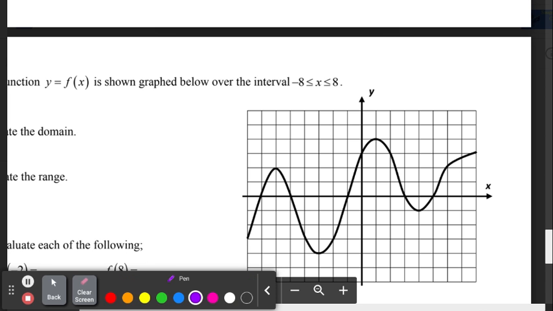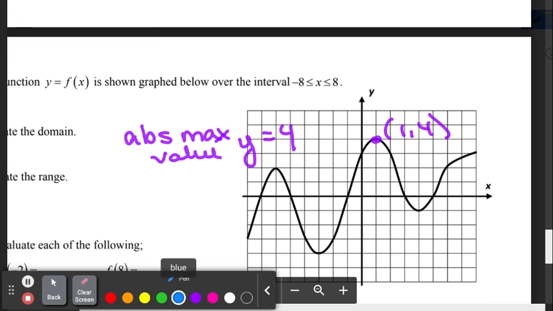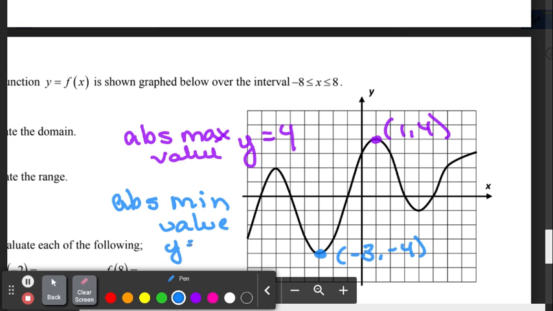Okay. So the absolute maximum value, I'm just going to write this up here, is your high point. And this goes with the range actually that we had just done. You would say y equals 4. And the absolute min, you look on your bottom point, and that's the point -3, -4. So you would say y equals -4.